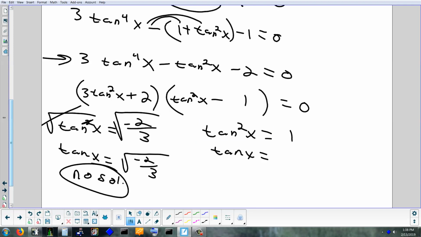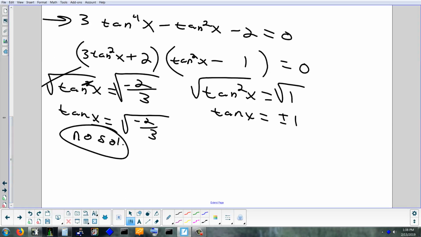So take the square root of each side. What's the square root of 1? 1. What else? Everyone always forgets about the other one. 1 or negative 1. 1 times 1 is 1. Negative 1 times negative 1 is also 1. So we're still going to get 2 answers because of that square root being positive and negative. If you forgot the positive and negative, you just lost an answer.